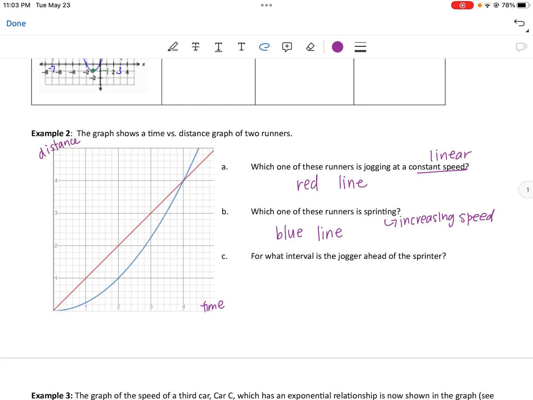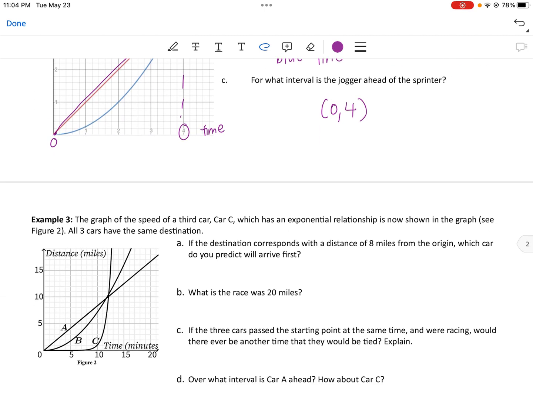You can tell that the slope of that blue line, which is going to be a quadratic, is increasing at an increasing rate. So for what interval is the jogger ahead of the sprinter? So the jogger's ahead this whole time. When we talk about that interval, we're talking about the x values. So at 0, they start being ahead, and it ends at 4. So we say from 0 to 4, they're ahead.